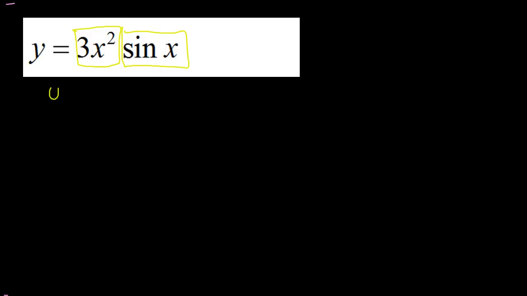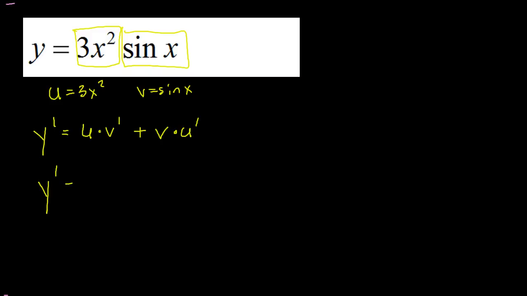Some kids will actually say, let u equal 3x squared. Let v equal sine of x. And then they remember that the product rule says to find the derivative, you do u times v prime, the derivative of v, plus now you're going to leave v alone and multiply by the derivative of u. So if you need to do that to help you, I don't really care. It's fine, but let's just tackle it.